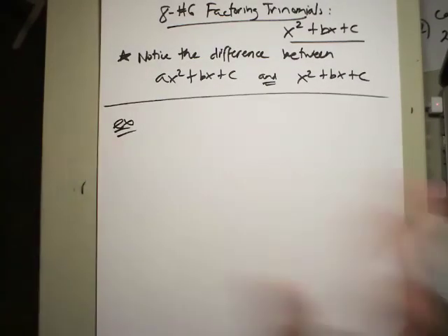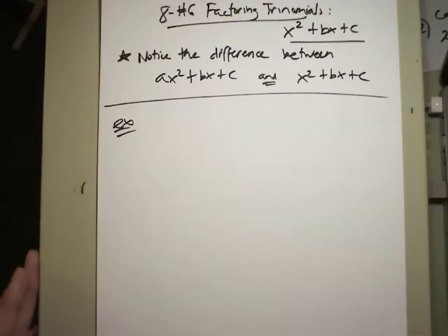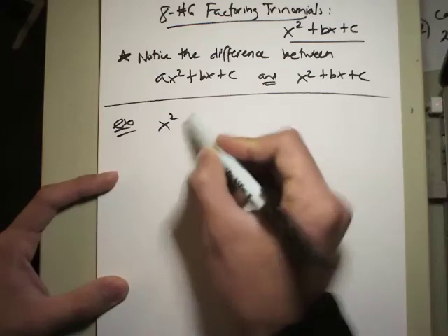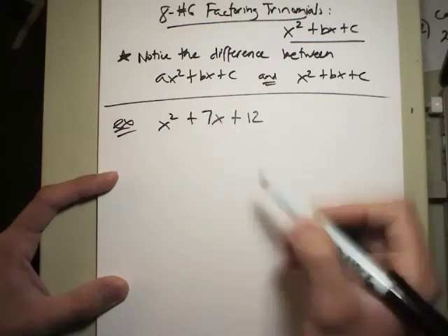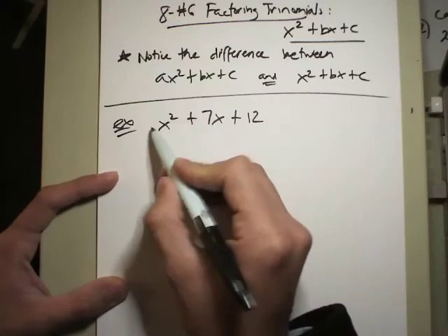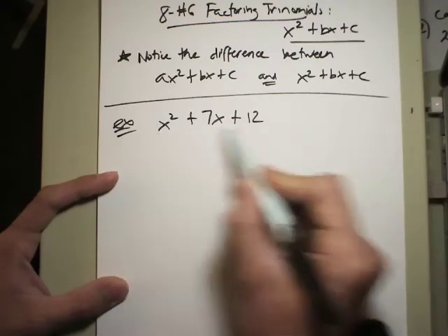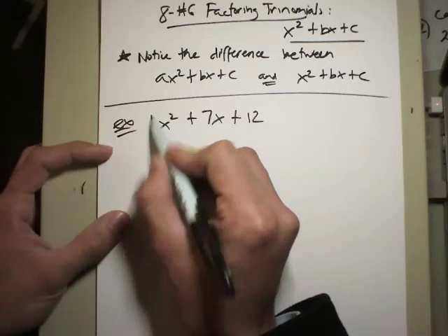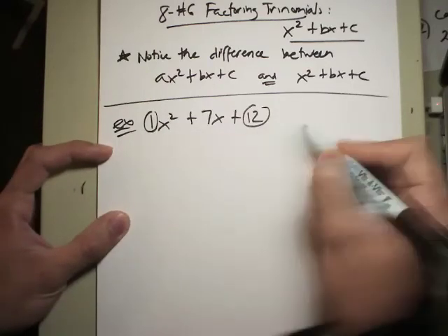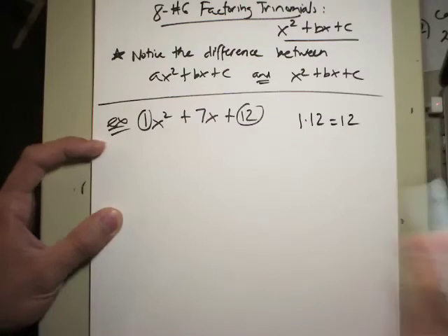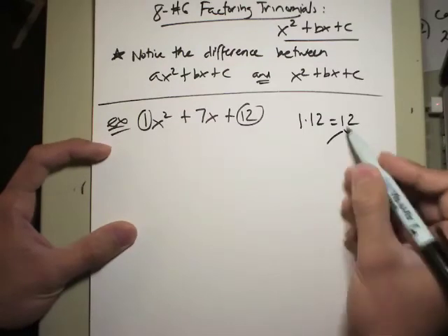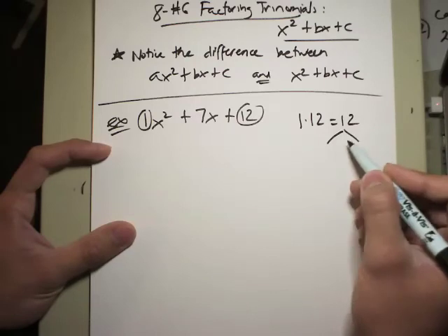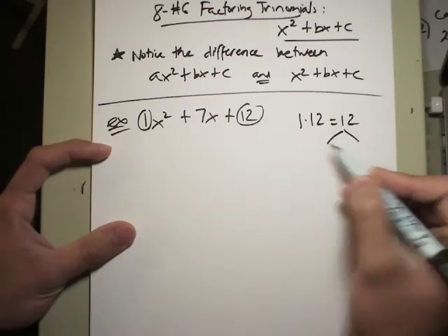I'm going to follow the same process using the box method to factor. Here we go. This is x squared plus 7x plus 12. The goal is always the same. I take the coefficient in front, which is a 1 automatically because I don't see anything there, and the 12, and multiply these two together, so 1 times 12 is 12. Now my goal is to find two factors that multiply to give 12, and when I add them together, I get 7.